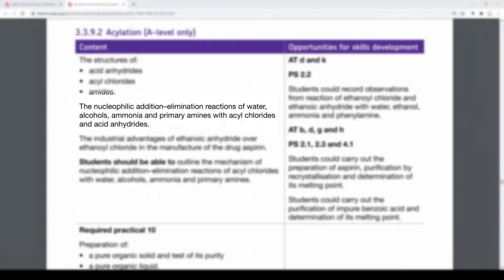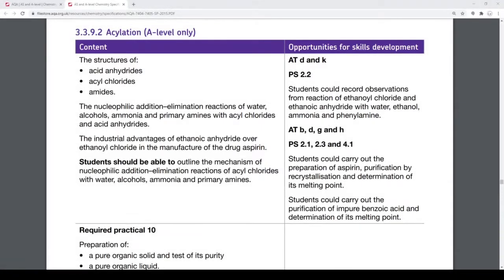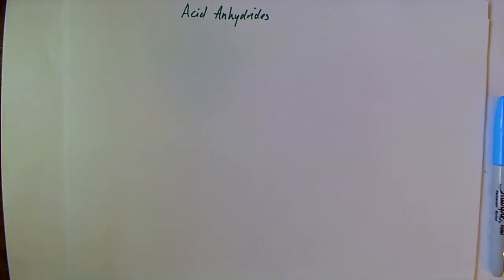The reactions in terms of how the acid anhydrides react with water, alcohols, ammonia, and primary amines. Look at how we're going to do an acylation reaction in order to manufacture aspirin. Fortunately for this one, we've no mechanisms to do, so it's all just reactions and structures and things like that. So let's just crack straight on with these.